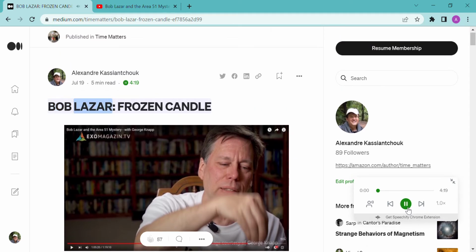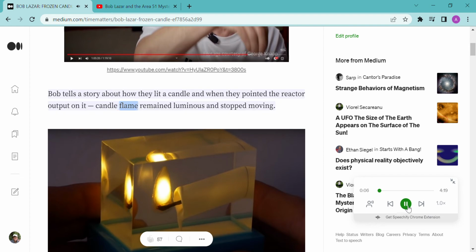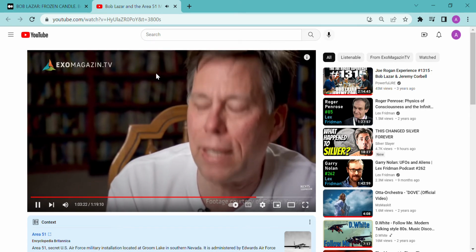Bob Lazar, frozen candle. Bob tells a story about how they lit a candle and when they pointed the reactor output on it, the candle flame remained luminous and that can actually alter the flow of time. I mean, that's the missing piece of the puzzle.